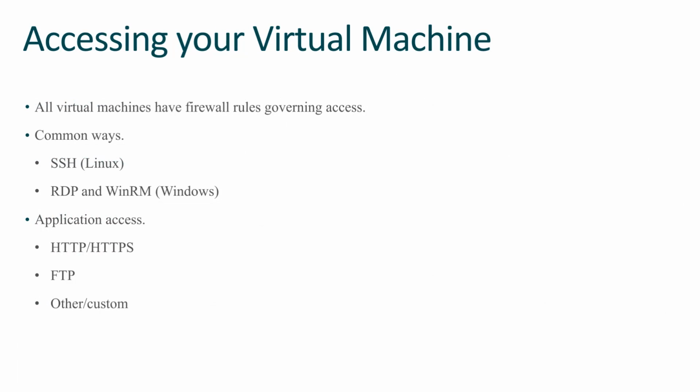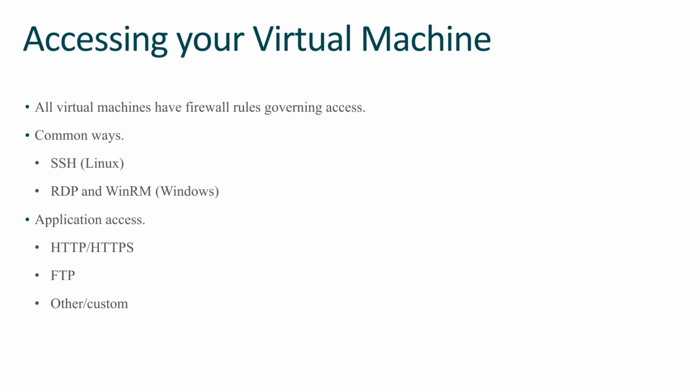Well, there's a couple of different common ways. Number one is all virtual machines have a series of firewall rules that govern access. And these are called network security groups. And network security groups simply do filtering on different types of traffic. So it's basically a firewall. For Windows VMs, the most common ways you'll access it to manage it are through RDP and WinRM. So you can just do a standard remote desktop session or remote PowerShell or remote Server Manager.